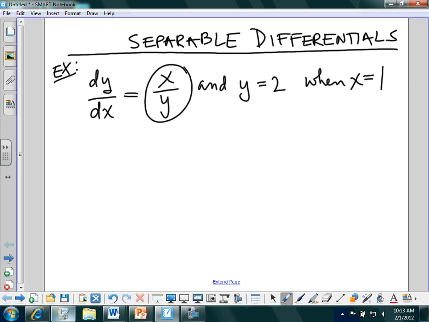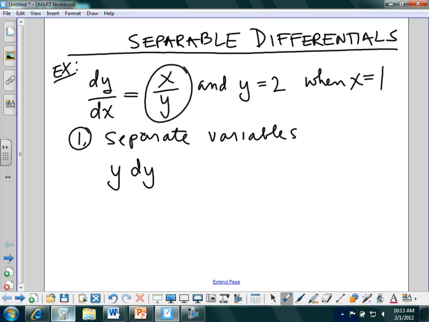What do you think I'm going to have to do first? I'm going to have to separate. Okay? So step one is to separate variables. I need all the x's on one side, all the y's on the other side, and that includes the dx's and the dy's. So, for example, if I would just cross multiply this, I would end up with y dy is equal to x dx.